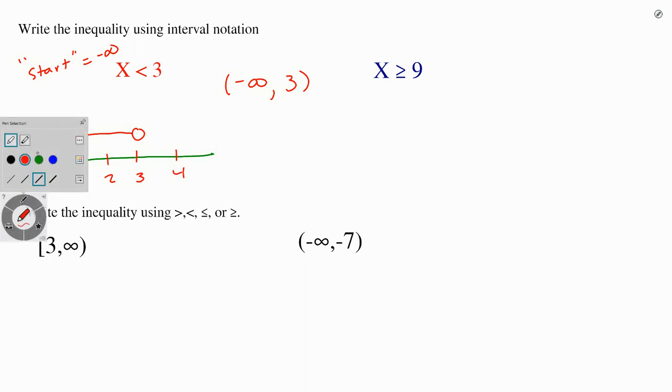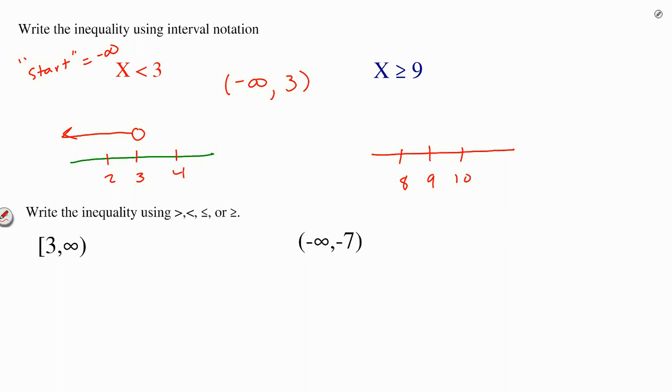Let's try another one. So let's do a little diagram. I've got x is greater than or equal to 9. So I've got 9, 10, let's do 8. If I am writing this inequality or drawing it, I'm going to start with a closed dot at 9, and x is bigger than 9, so that means my arrow is going to the right. So I draw my arrow that way. So the start for this one on the left is 9. So we put a closed bracket with 9, because that's where I'm starting.